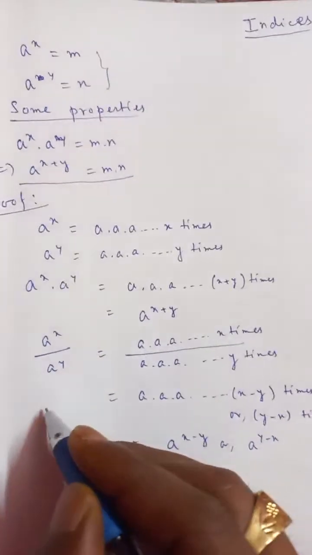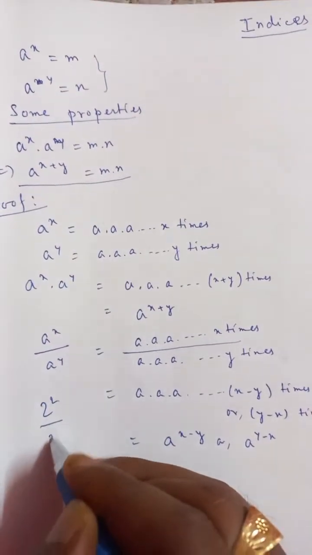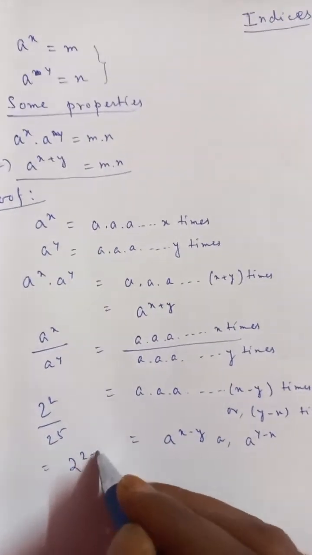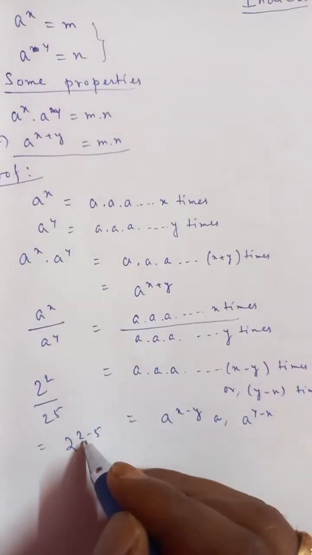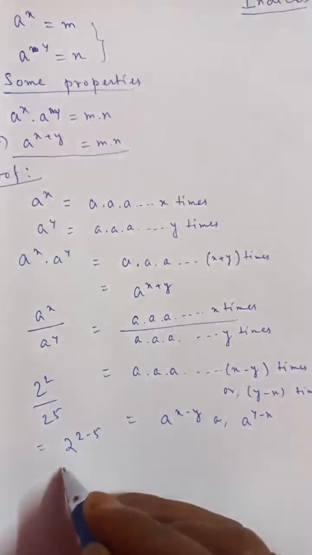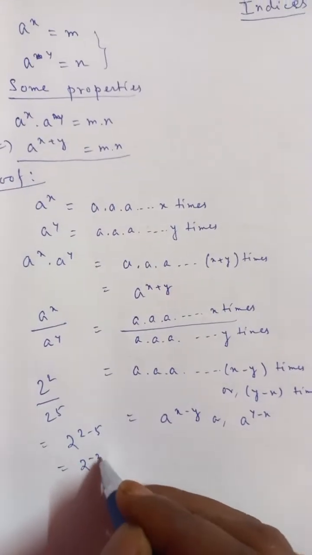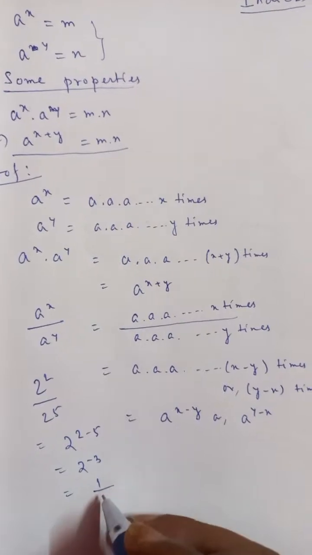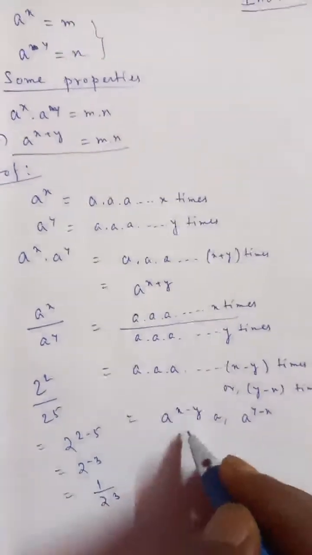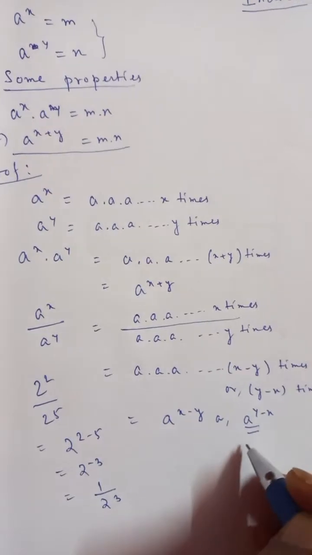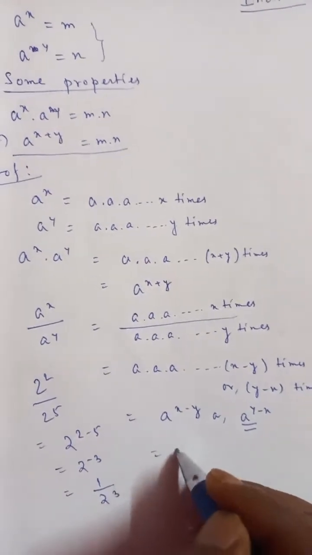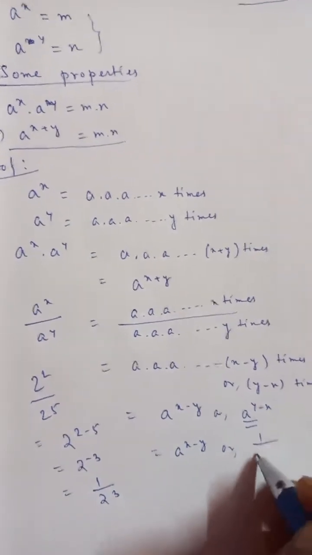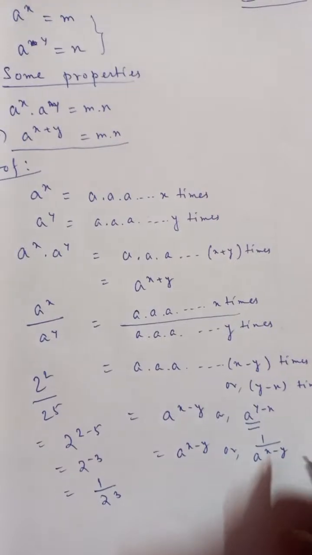Like if we have 2 square by 2 to the power 5, so we have 2 minus 5, so we have x less than y, so we have 2 to the power minus 3. We can write this as 1 by 2 to the power 3. This case can be written in this way, a to the power x minus y or 1 by a to the power y minus x.